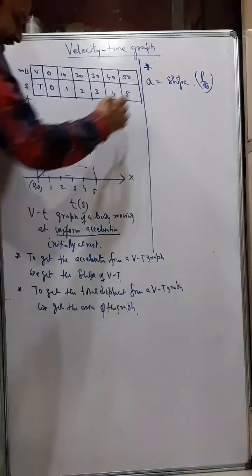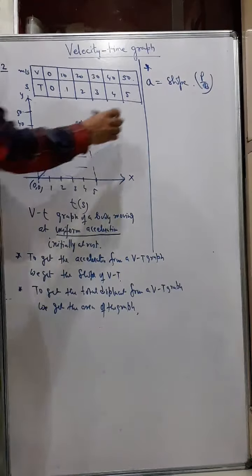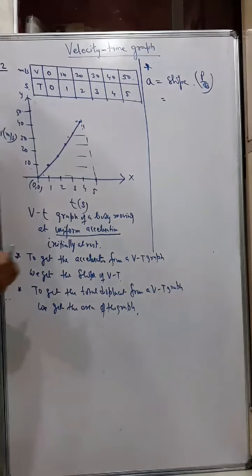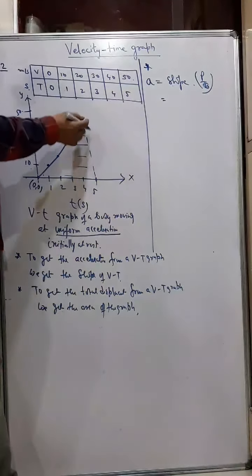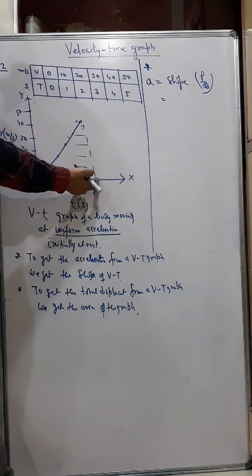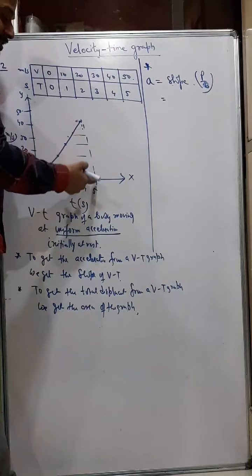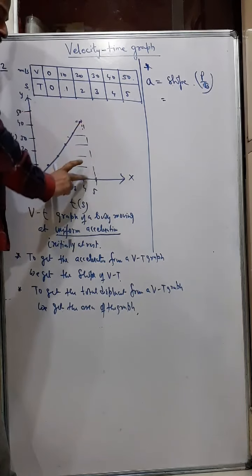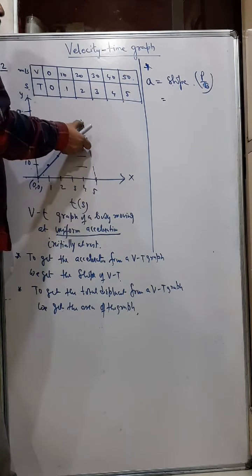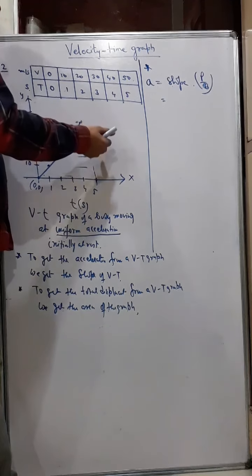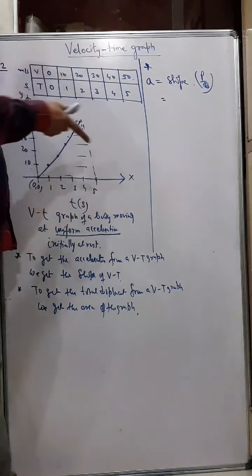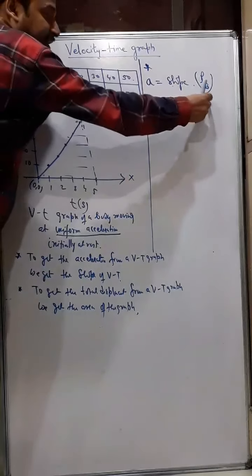Now suppose they told me acceleration. In this case, what will be the acceleration? Slope means perpendicular by base. And I have also told you that when I get the length, we always subtract the initial from the final. So the first value, I will write final minus initial.